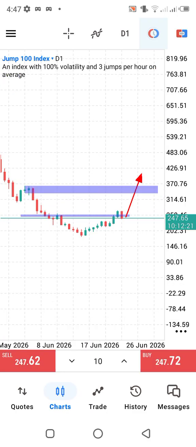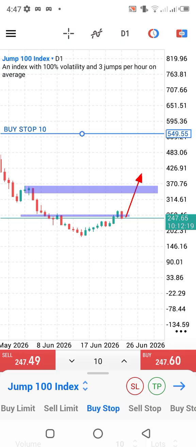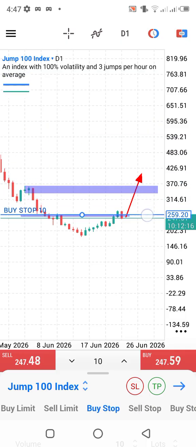So here you can place your buy stop. Okay, so whenever price goes above that area, you want to buy.